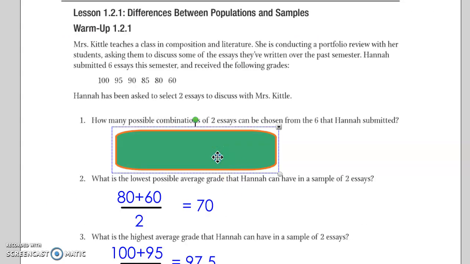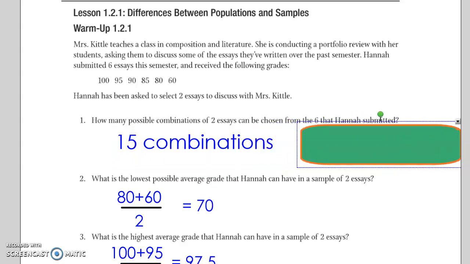Okay, so for this first one, this might be a little tricky. I need you guys to think about it. How many possible different combinations can we get of two essays? And the answer is 15 because I could do 100 with 95, 100 with 90, 100 with 85, 100 with 80, and then 100 with 60.